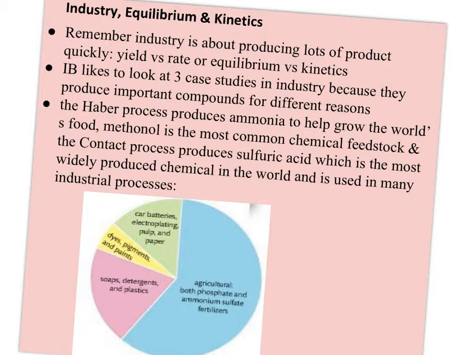The Haber process produces ammonia to help grow the world's food supply. Methanol is the most common chemical feedstock, and the contact process produces sulfuric acid, which is the most widely produced chemical in the world and is used in a lot of industrial processes. In fact, I've got a summary showing down here: agricultural, for both phosphate and ammonium sulfate fertilizers, soaps, detergents, plastics, dyes, pigments, and paints, and then car batteries, electroplating, pulp, and paper. So that's a wide variety of industries that rely on sulfuric acid.